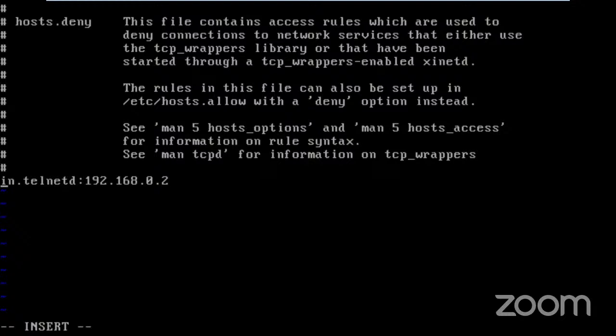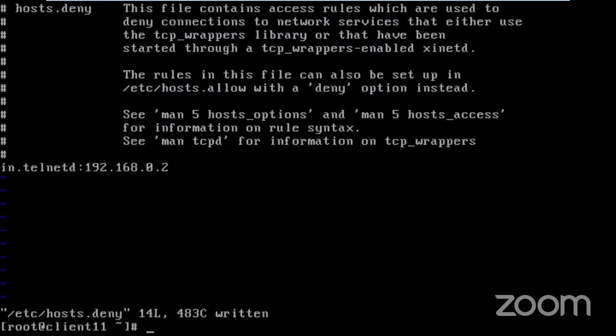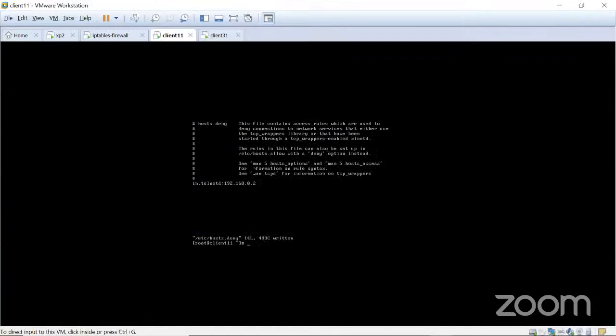In that file, I have written in.telnetd, and then I have written the address 192.168.0.2. So what is the meaning of this line? The meaning of this line is, please do not allow this 192.168.0.2 system to telnet to your system. So let us see what happens. So we will go to this system.